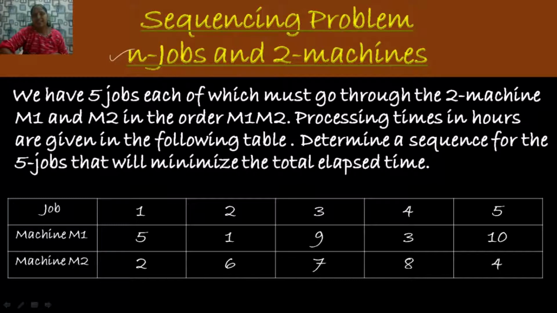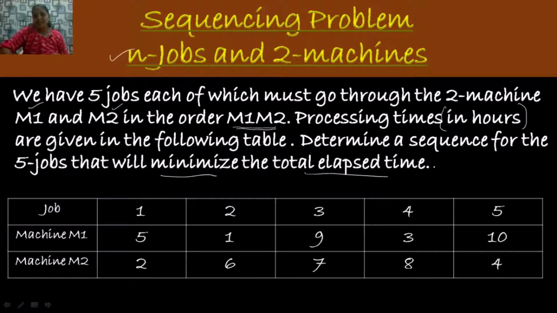Let me take this example. We have 5 jobs, each of which must go through the 2 machines M1 and M2 in the order M1, M2, which means every job has to be processed on M1 first and then it has to move on to M2. The processing times, given in hours, are in the following table. Determine a sequence for the 5 jobs that will minimize the total elapsed time.